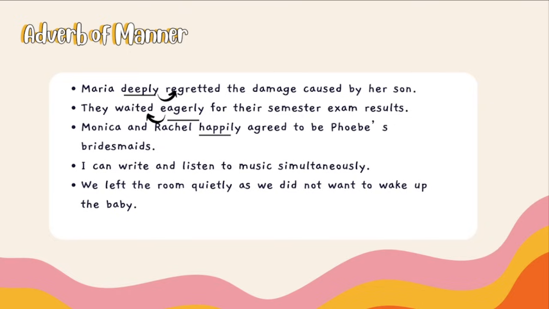Next, Monica and Rachel happily agreed to be Phoebe's bridesmaids. So the adverb here is the word happily. Our adverb modifies the word agreed. Agreed is also an example of a verb. So the adverb here modifies our verb.